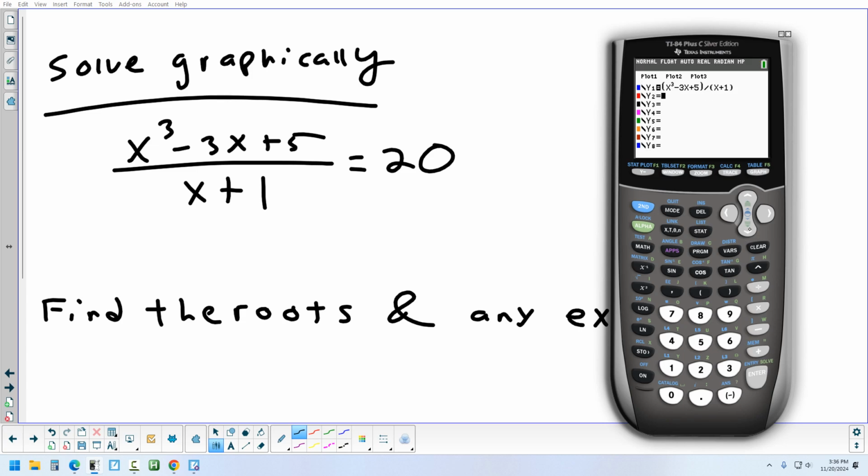And what do we have to put on y2? 20. 20, yep. And we can see that it does cross it 3 times. So we've got to find all 3 of them, and we're solving for x. I already know the y value of all 3 of these points. What's the y value?